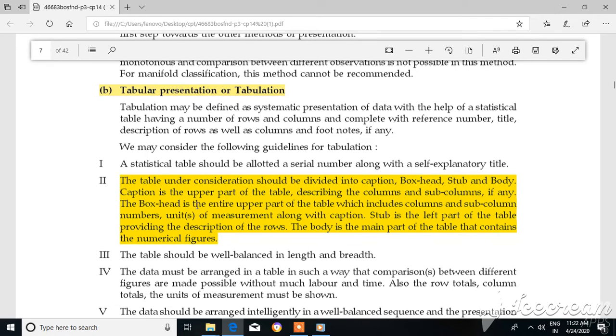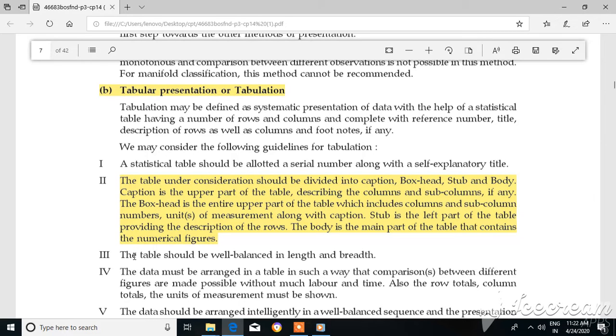The box head is the entire upper part of the table. So, box head is important. I wrote there "Marks of Students", which is actually the box head, which includes columns and sub columns, numbers, and units of measures along with the caption. Stub is the left part of the table. So, I am writing there roll number. Those roll numbers are nothing but my stub, providing the description of rows. And the body is the main part of the table that contains the numerical figures. So, the marks filled in by all students give me the body of the table.